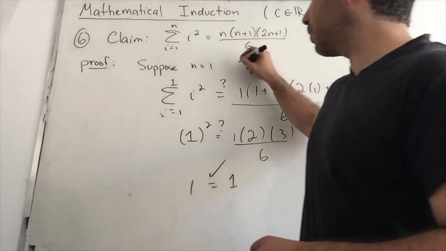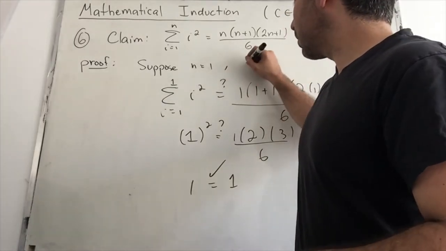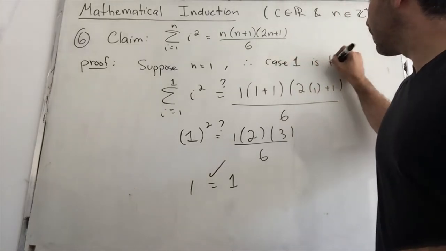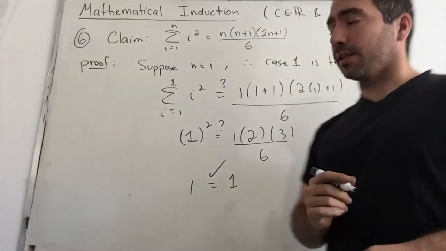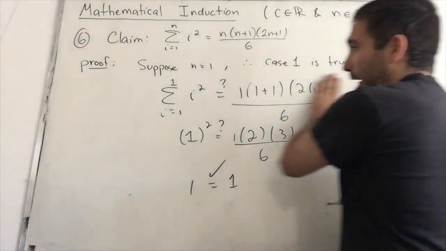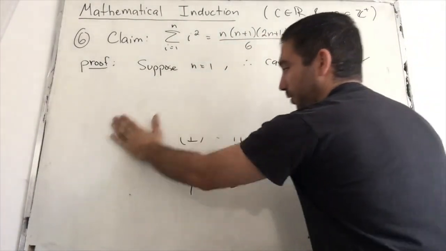So suppose n equals 1, then therefore case 1 is true. So we got the first case. That's good. Now we use the inductive step. So we assume the kth case to be true.